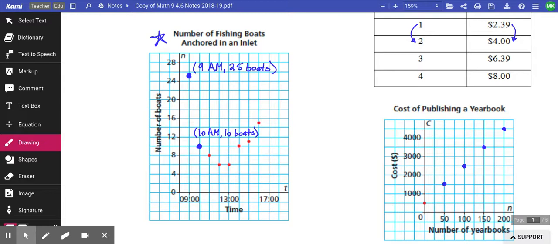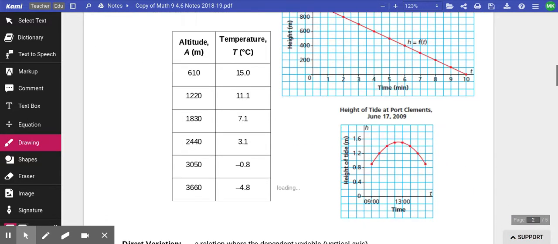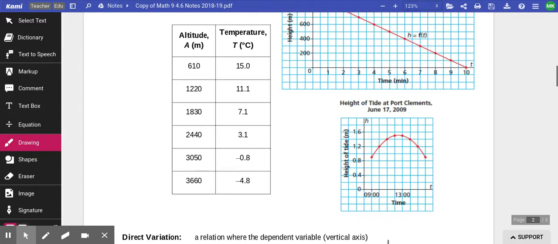This one looks like it's a linear pattern. Even though we don't connect it with dots, it's still a linear pattern. This one's not linear. And then with continuous, the same rules apply. So you could have a nonlinear or you could have a linear with the dots connected. We'll look at some continuous data.